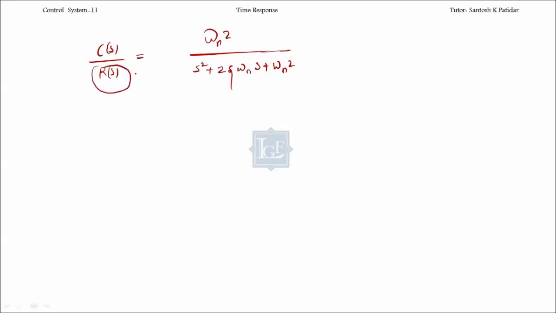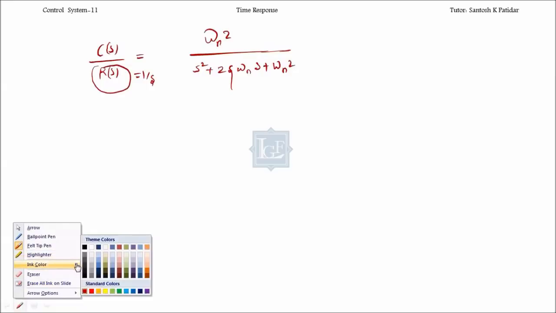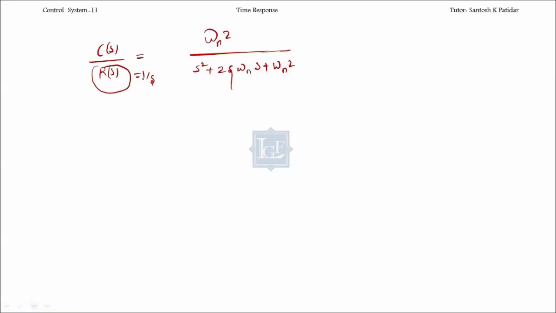here R(s) will be 1 by s. Let me change the pen color. 1 by s, and you will get the C(s) value. That C(s) value we are going to discuss in the range of 0 to 1 for the underdamped system only. Okay, so when you solve this, you will get a very important formula.